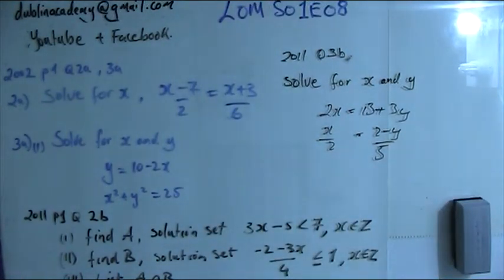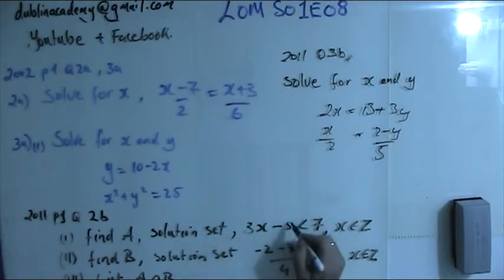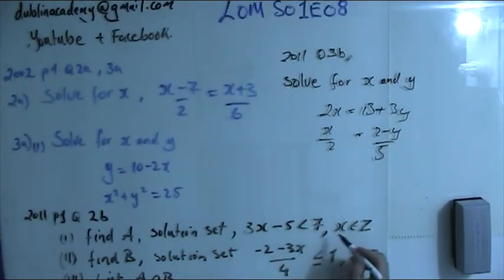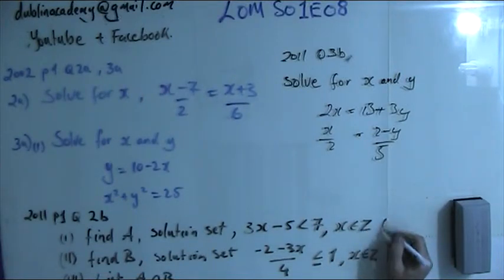Now this is 2011. We're back to inequalities. Solution sets, linear inequalities. So we've got paper 1, question 2b. Find A, the solution set of 3x minus 5 is less than 7, x is an element of Z. Z is the integers, so that's whole numbers, plus or minus.